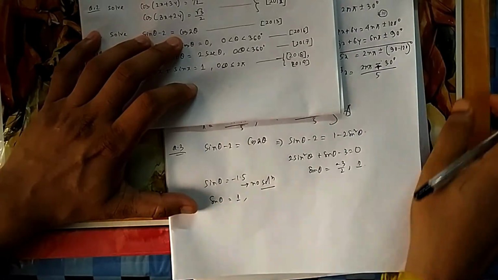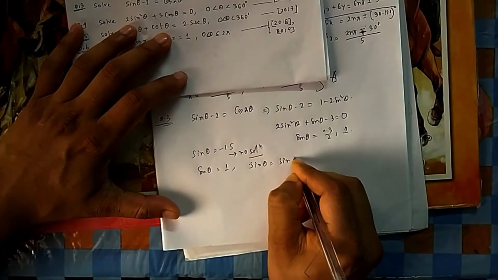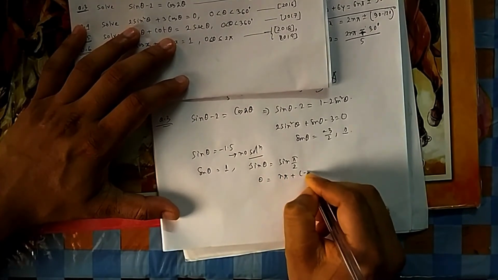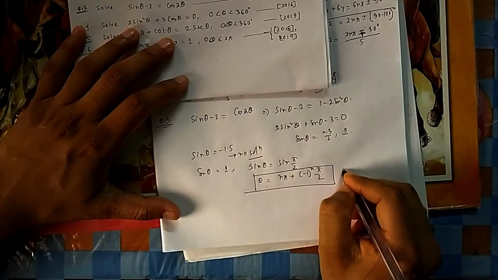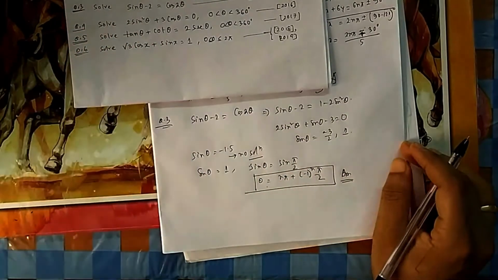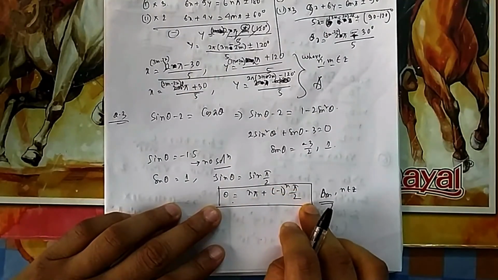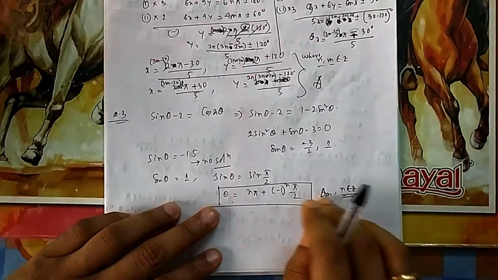This is one possible, which means sin theta equal to sin 90, which means your theta is equal to n pi plus minus 1 to the power n into pi by 2. So this is your answer. Here the answer is theta is equal to n pi plus minus 1 to the power n into pi by 2, where n is an integer. This one you have to write. What is n, you define it.